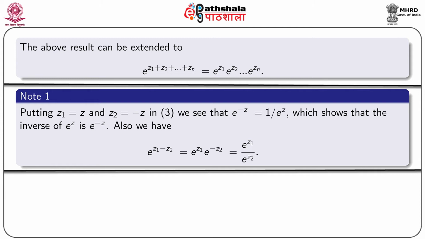Also we obtain e to the power z1 minus z2 is equal to e to the power z1 into e to the power minus z2, and that is equal to e to the power z1 by e to the power z2.